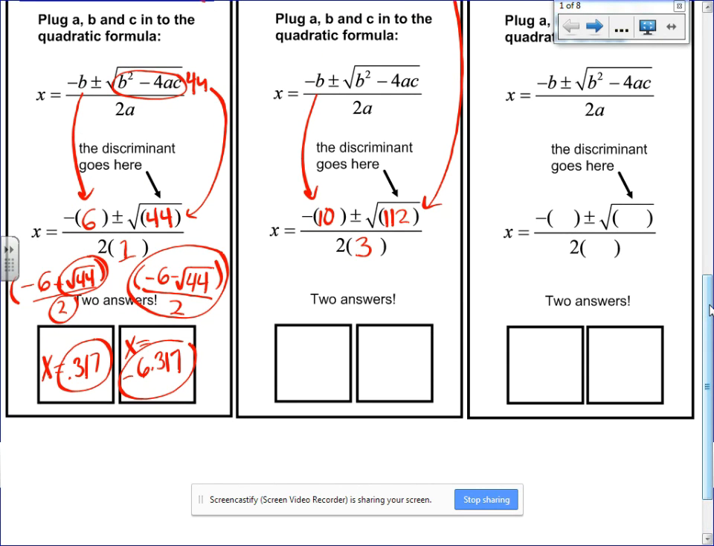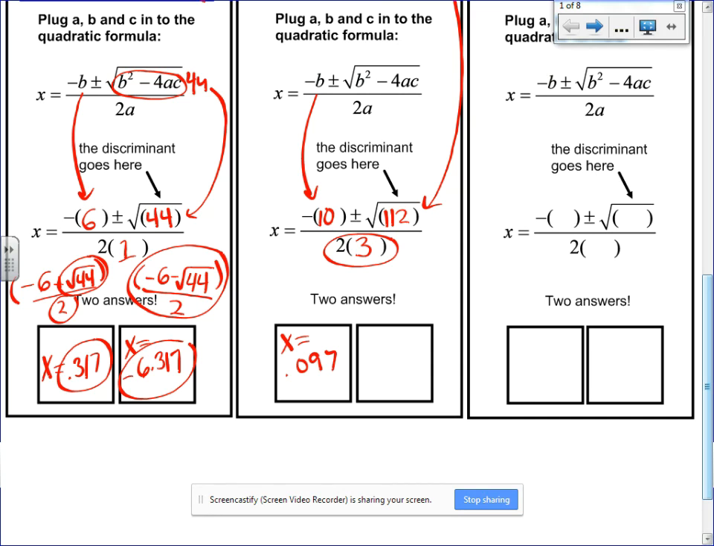And I have to put parentheses, negative 10 plus the square root of 112, and then close your parentheses twice, divided by 2 times 3, of course, is 6. Please do this multiplication in your head first before you go through and try to divide it. And you should get x equals 0.097 for your first answer.